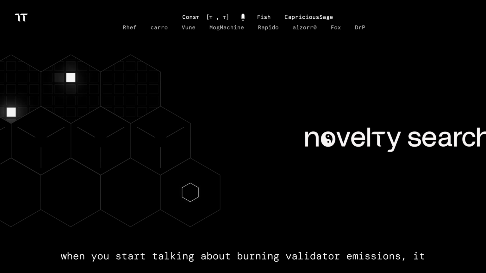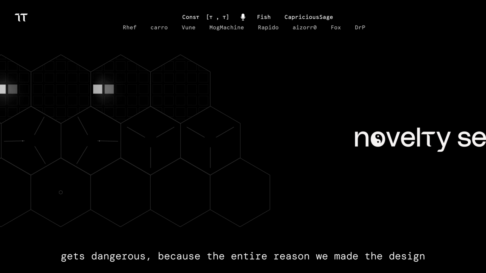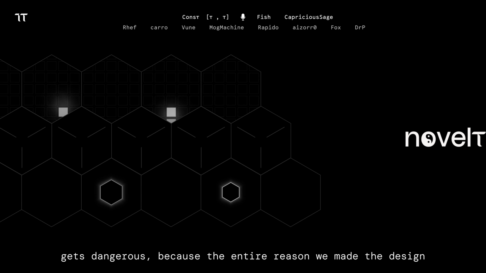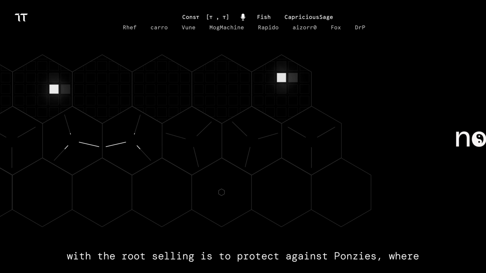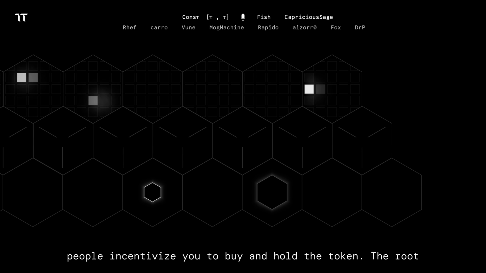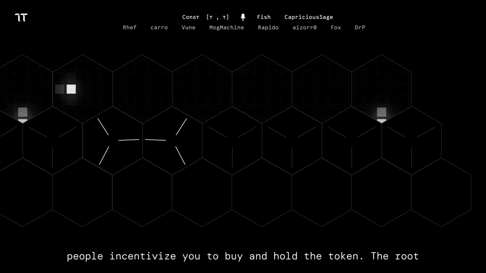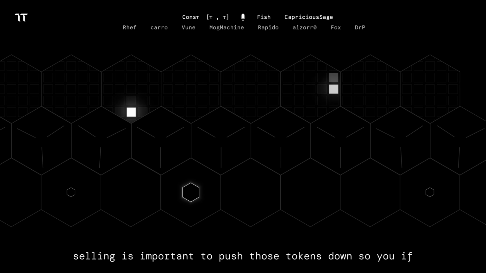I think when you start talking about burning validator emissions, it gets dangerous, because the entire reason we made the design with the root selling is to protect against Ponzis, where people incentivize you to buy and hold the token. The root selling is important to push those tokens down.